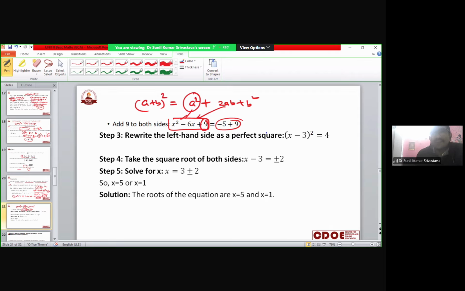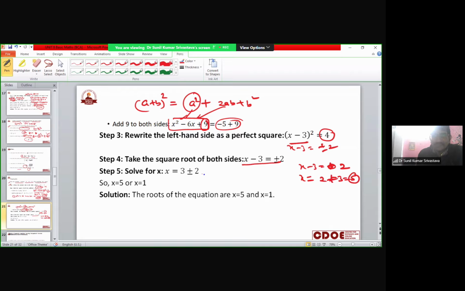Left hand side becomes the square of (a minus b) whole square, and right hand side becomes 4. So taking the square root, x minus 3 is equal to plus minus 2. We have to take both signs. If you take plus 2, x minus 3 is equal to plus 2, so x is equal to 2 plus 3, that becomes 5.